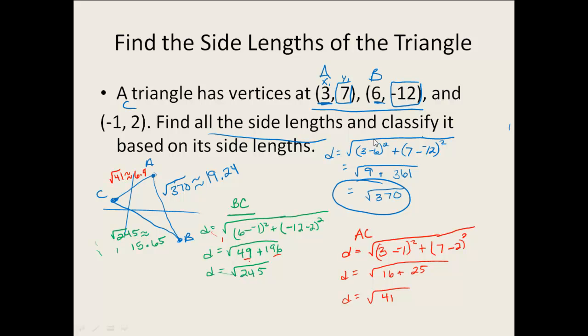Now the second part of this says classify the triangle based on its side lengths. If you don't remember this from your geometry, we have 3 classifications of triangles. If all the sides are the same, it's equilateral. If 2 sides are the same, it's isosceles. And if none of the sides are the same, it's scalene. So for this particular one, we have a scalene triangle, because none of our side lengths ended up being the same.